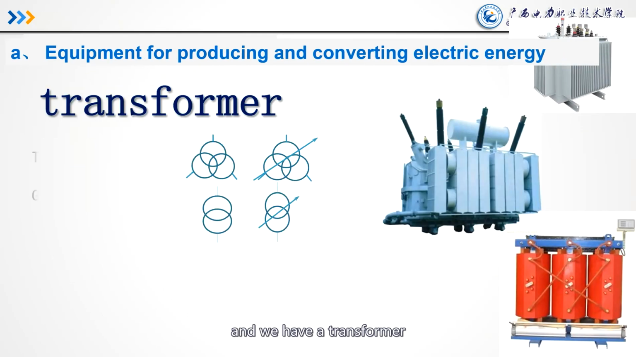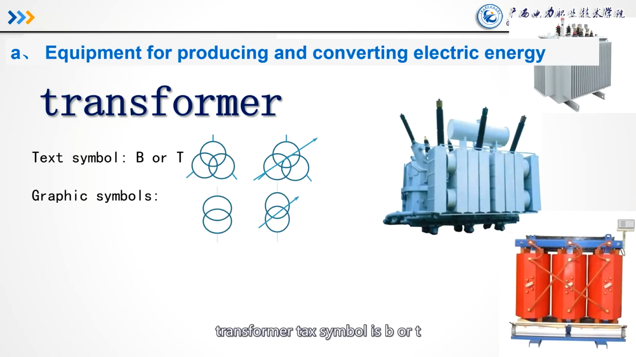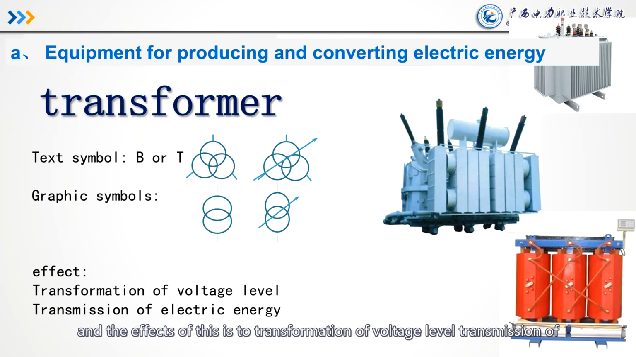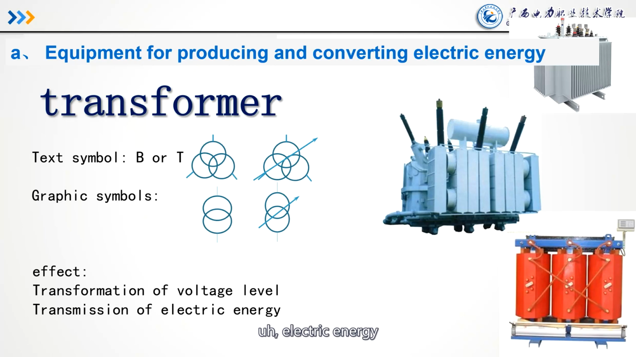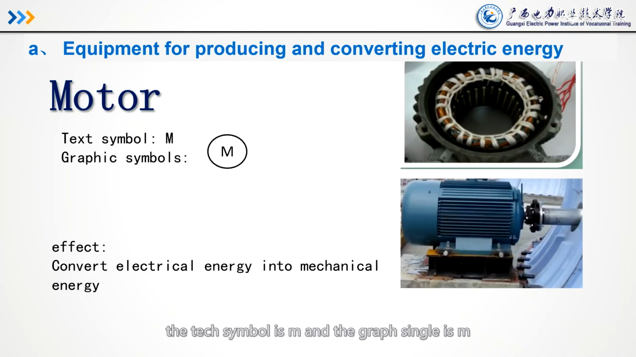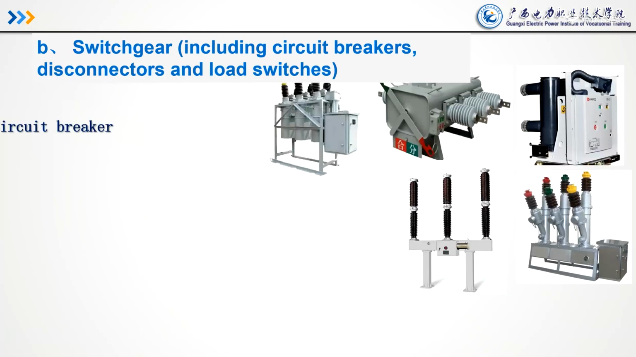And we have a transformer. Transformer tag symbol is B or T. The graph symbol you can see over here. And this is the real picture in our daily life. And the effect of this is transformation of voltage level and transmission of electric energy. And we also have the motor. The motor tag symbol is M and the graph symbol is M. The effect of it is to convert electrical energy into mechanical energy.